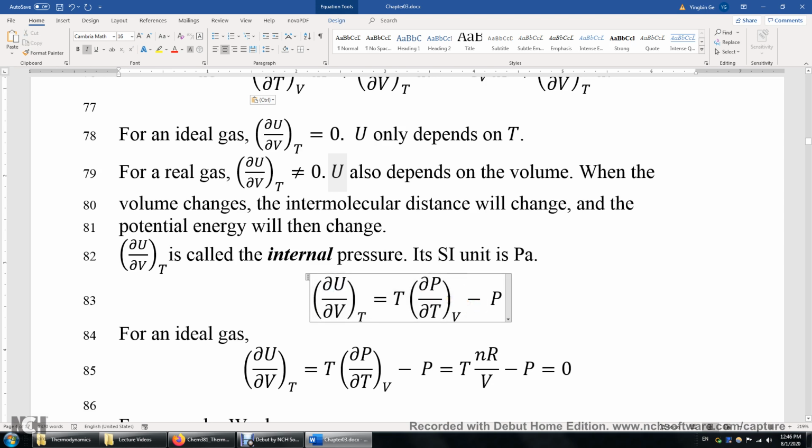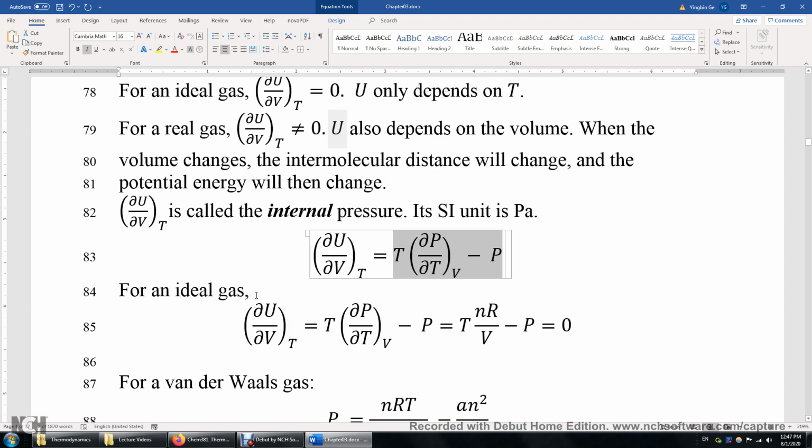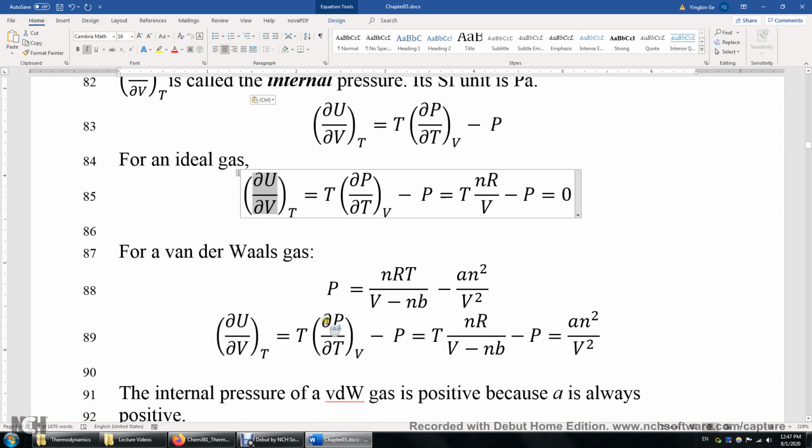This equation is useful because internal energy is rather abstract. It's hard to measure the potential energy and kinetic energy for a real gas or liquids or solids. However, it's a lot easier to just measure the pressure and temperature. For an ideal gas, we can prove that this is 0 because for an ideal gas, ∂P/∂T is simply nR/V. And then this part is simply 0. The internal pressure of an ideal gas is 0.